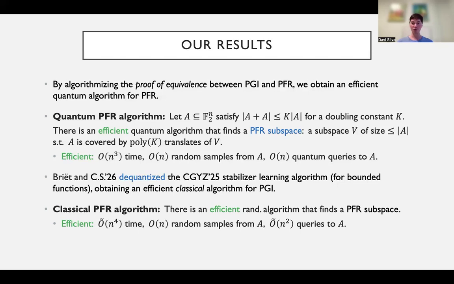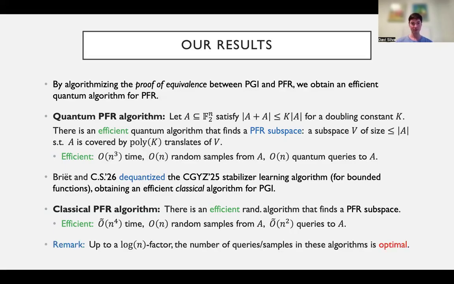So there is an efficient randomized algorithm that finds a PFR subspace. And efficient here is just slightly less efficient. So n to the fourth time, n random samples from A and n squared queries to A, up to log factors. And then again, up to log factors, the number of queries and samples in these algorithms is optimal.